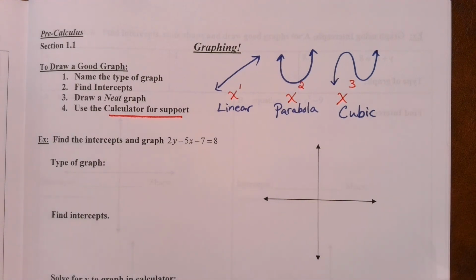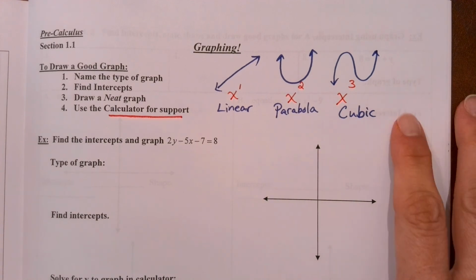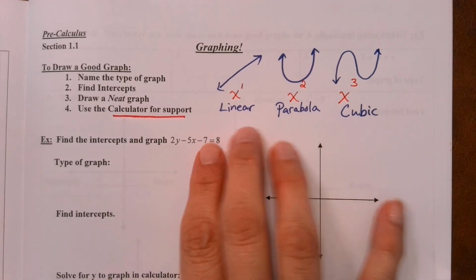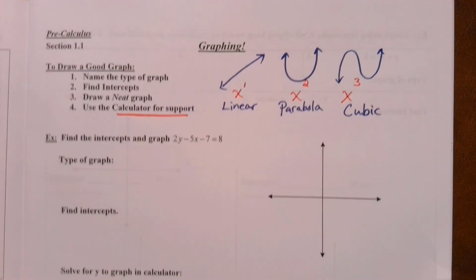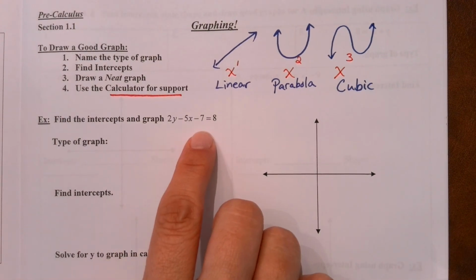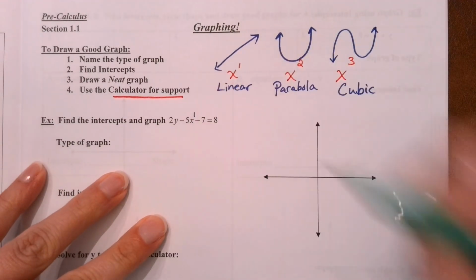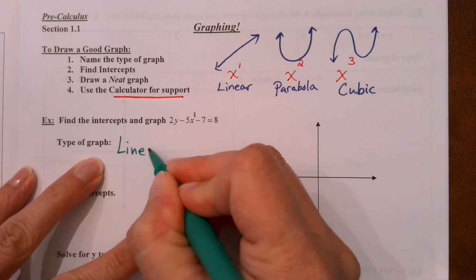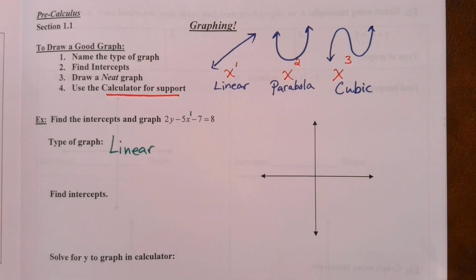Now there are more powers than 3, obviously. You could have x to the 4th, which is a quartic, and x to the 5th, 6th, 7th, though we are going to study those shapes in some future chapters. For now, let's just focus on these 3 and the techniques of how to graph by hand. I notice that there's an equation here, and I'm going to look for the highest power of x that I can find. Since the highest power is x to the first, this type of graph is going to be linear. So when I draw this, I'm going to draw a line.